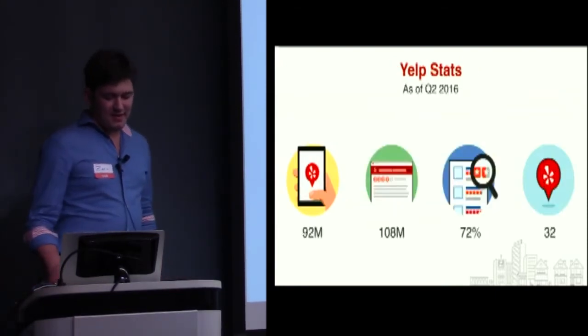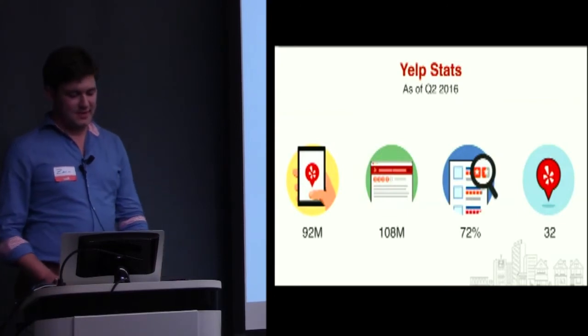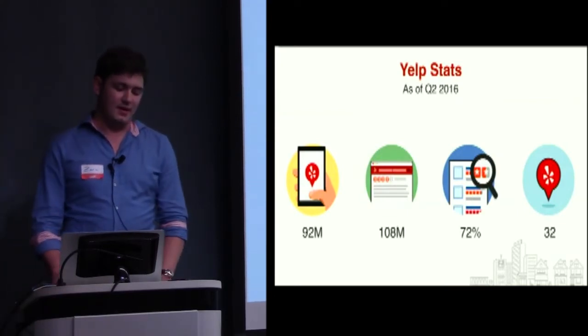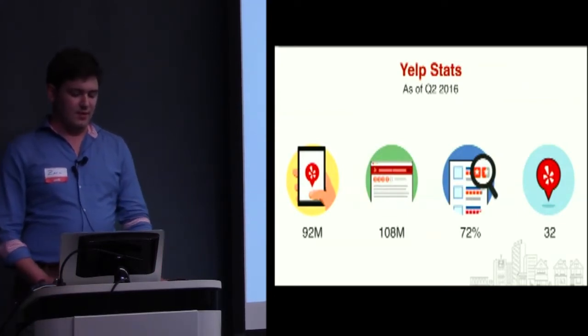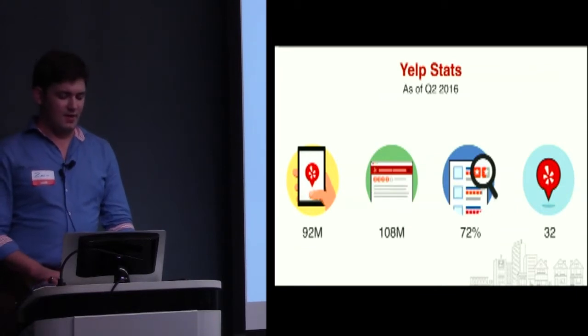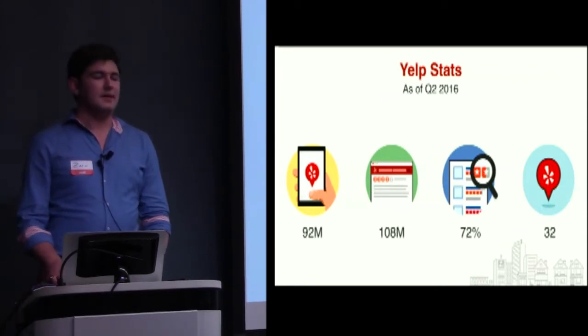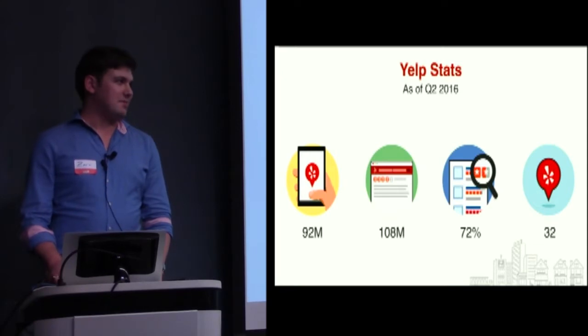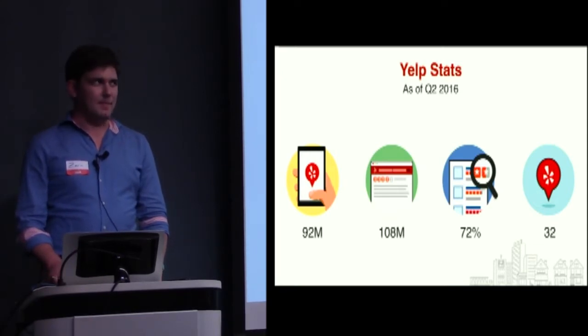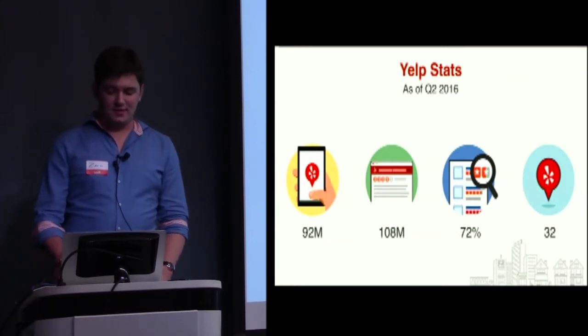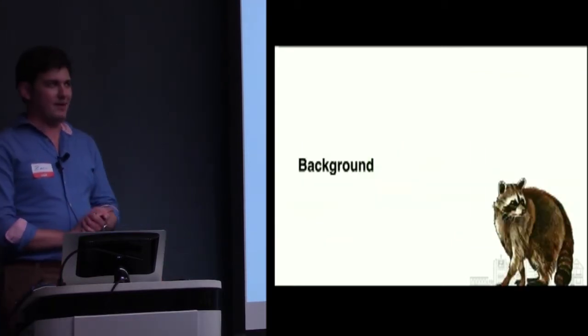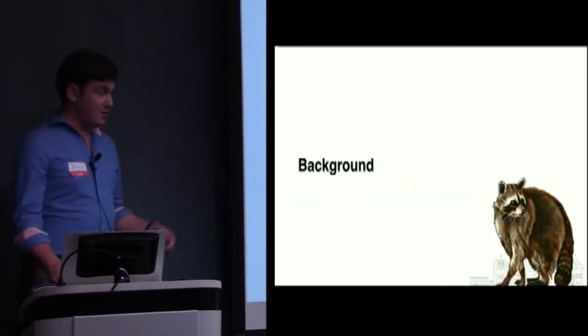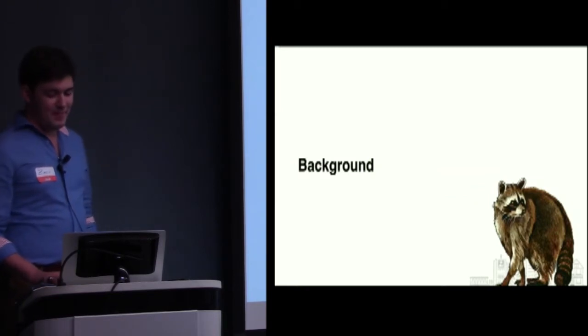I think these statistics are from Q2 2016, so it's 92 million monthly unique mobile and 108 million on the main website. As you might imagine, Yelp operates at a pretty high scale and has a lot of stuff going on. As a result, we create a lot of metrics, which leads me to my background. You'll be seeing the raccoon again, don't worry.